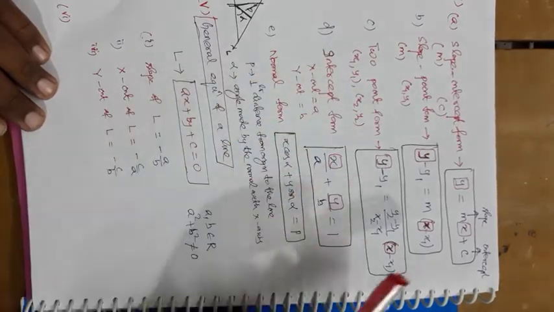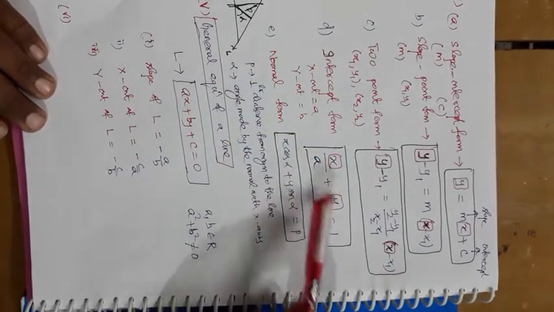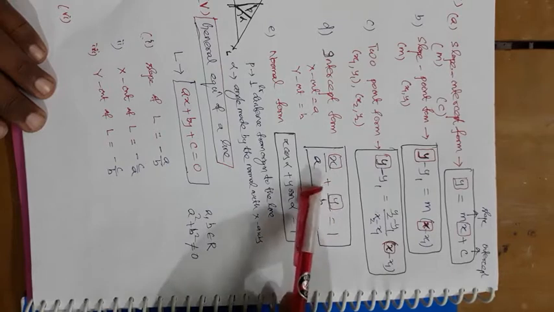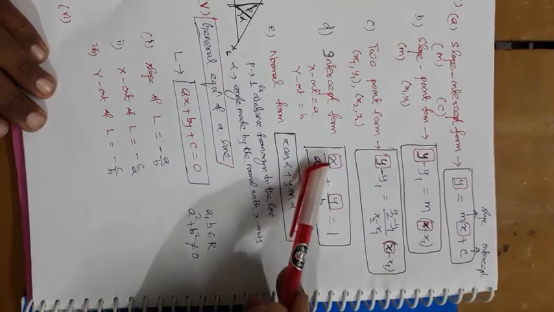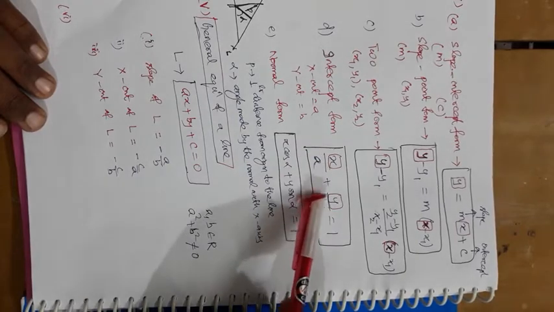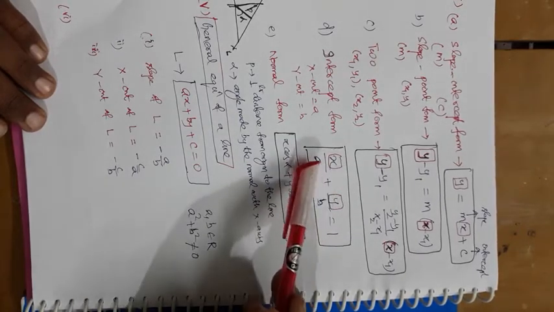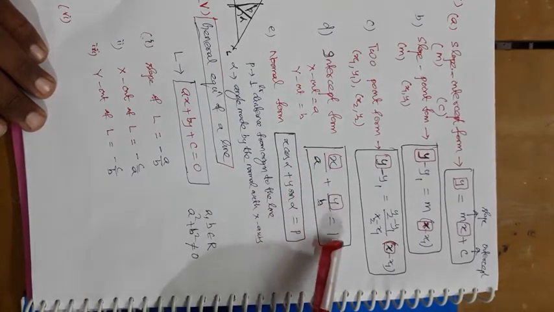Intercept form. What is intercept form? x by a plus y by b is equal to 1. And x and y are there. So this a is called the x-intercept, and this b is called the y-intercept. So x by a plus y by b is equal to 1.